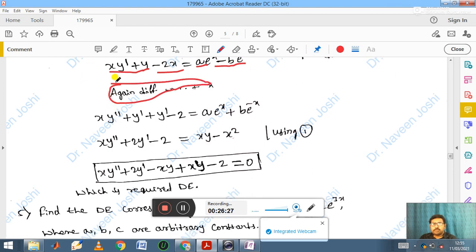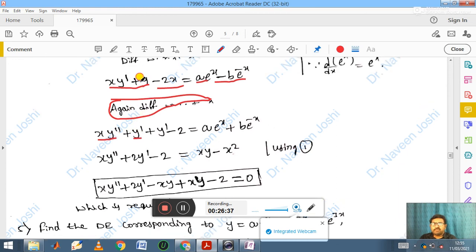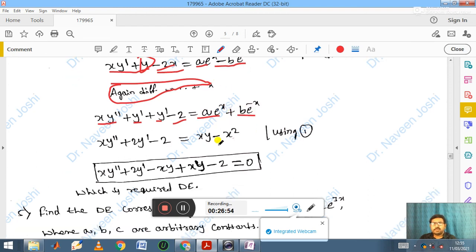So same here, you treat x as the first function, y dash as the second function. Then you are getting x into y double dash plus y dash. Then here y differentiation gives y dash, minus 2x differentiation gives minus 2 equals a e power x. Here again e power minus x differentiation gives minus into minus becomes plus b e power minus x.